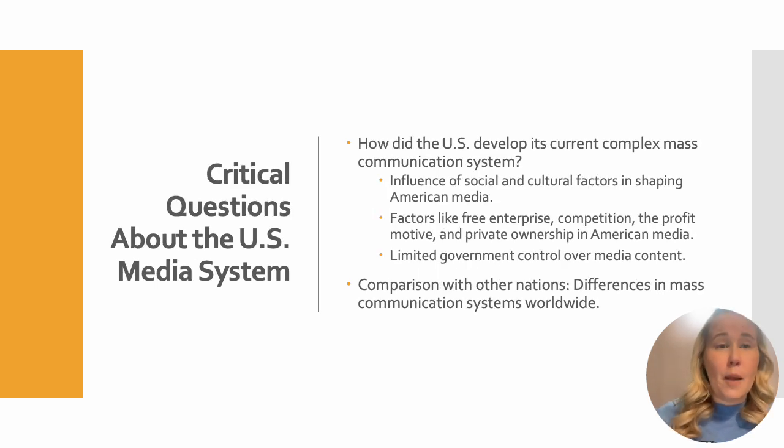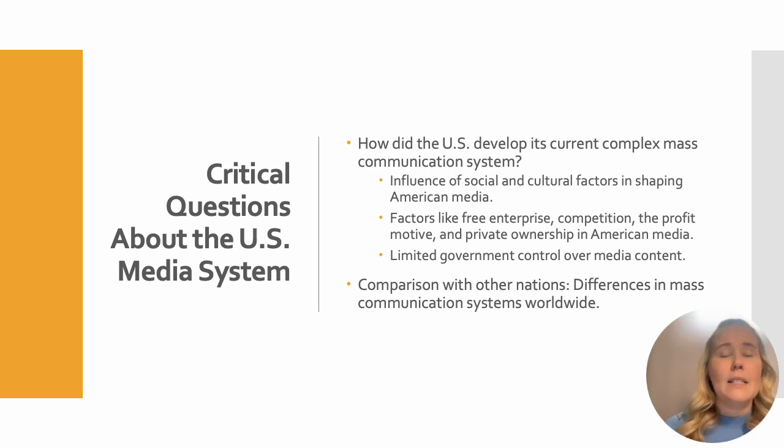And your textbook does a great job of framing some critical questions about the U.S. media system. So things we should consider as we're observing the evolution of mass media is how did the U.S. develop its current complex mass communication system? Certainly we see the influence of social and cultural factors, things like changing societal values, shifting cultural values, more diverse cultures participating in the media, more diverse perspectives participating in the media. And then, of course, we see factors like free enterprise, competition, profit motive, and private ownership affect our media as well. This is a reflection of the fact that we live in a capitalistic society, and because of that, it is very clear that our American media system is going to be monetized. And then last, there's limited government control over our media content. In fact, we have amendments that protect our right and access to this media.